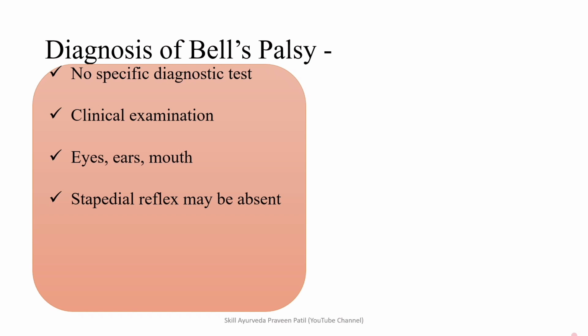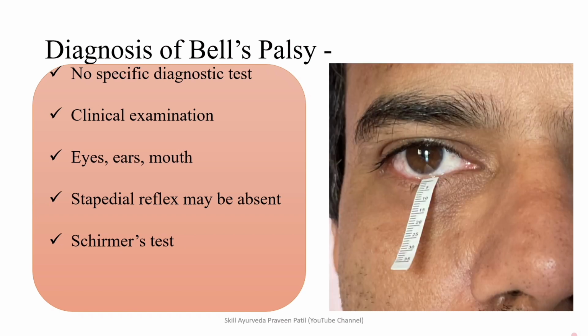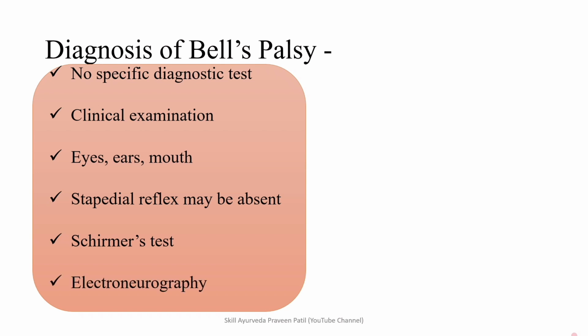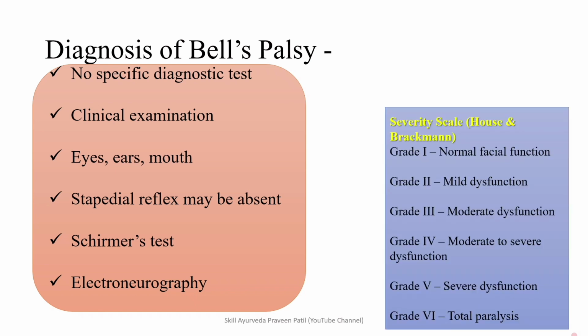And the Schirmer test. This is used to determine whether the eye produces enough tears to keep it moist. So tear film strips are placed on the eyes and studied. Electroneurography may show paralysis or reduced conduction of the impulses in the affected side of the facial nerve.